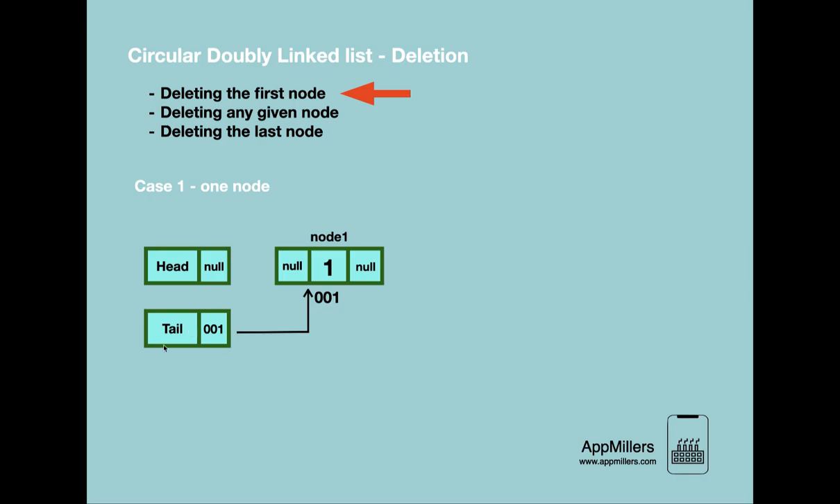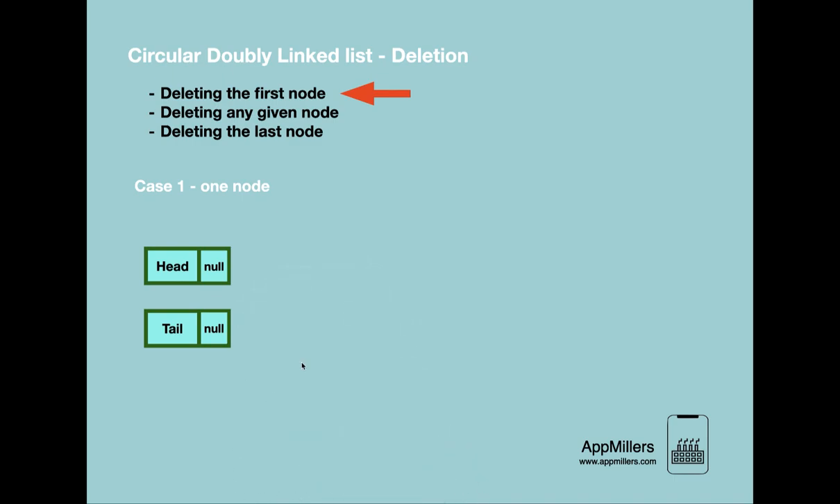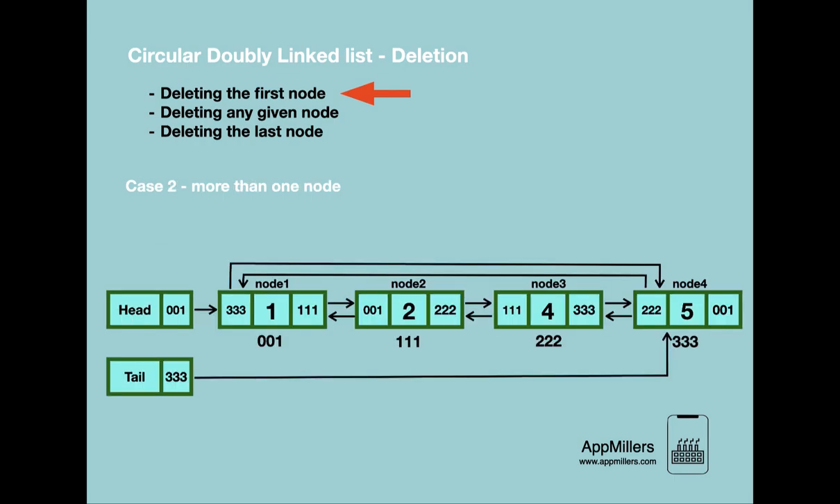Then the last step is we need to delete the link from tail to node 1. Once again we are updating tail to null, so the link between tail and node 1 gets destroyed. Now there is no reference to node 1, which means that it is eligible for garbage collection. The garbage collector comes and destroys this. With this, deleting a node in the circular double linked list in which we have only one node is complete.